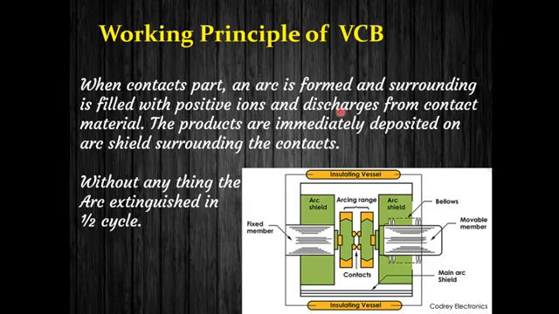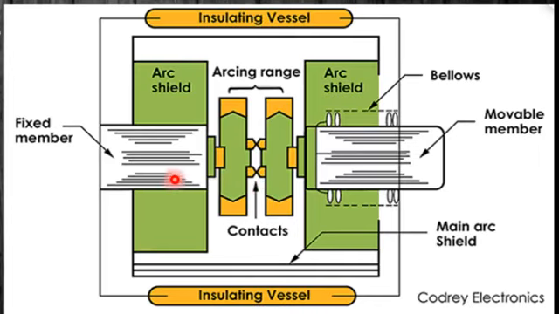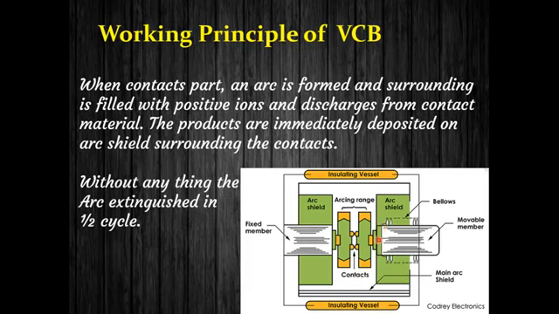And how this vacuum circuit breaker works, you can see here. These are the contacts and this is the arc shield that surrounds the contacts. When the contacts part, an arc is formed and the surrounding is filled with positive ions and discharges from the contact. The products are immediately deposited on the arc shield surrounding the contact. Since there is nothing in the vacuum, the arc is extinguished in only half a cycle.